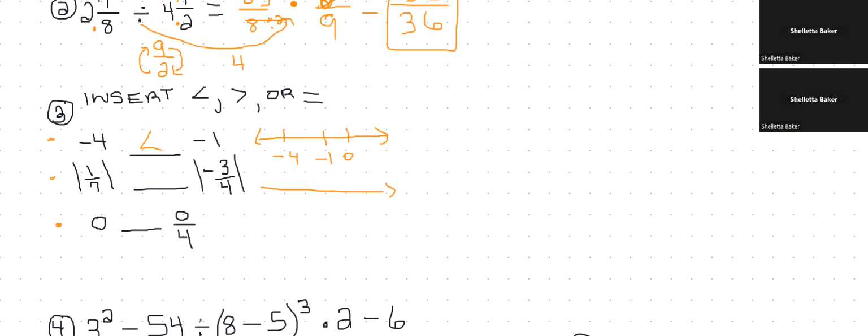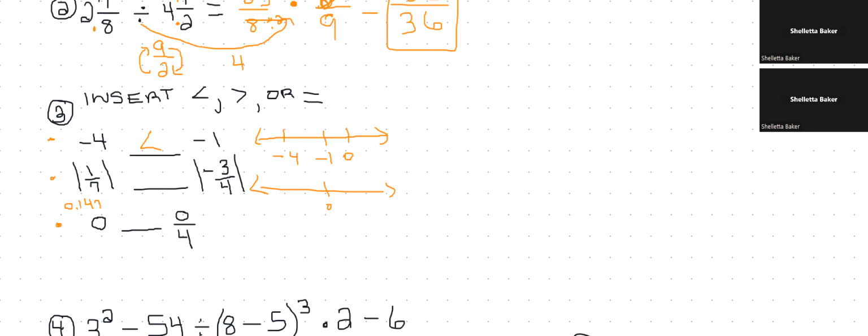Now I recommend when you have fractions that you convert these fractions to decimals so that you can compare them easier. If we divide 1 by 7, in decimal form, this would be 0.1428, and some other numbers. We're just writing the first four digits, so 1428.